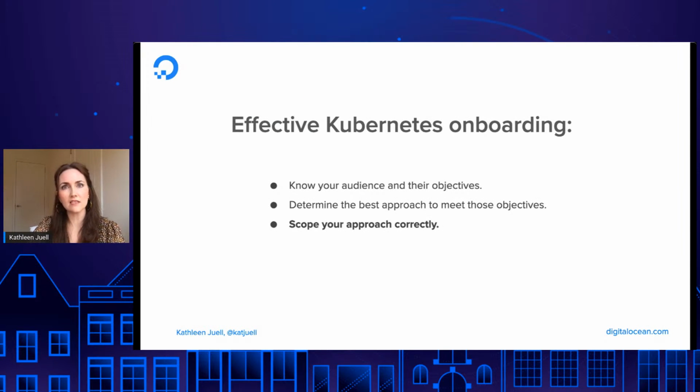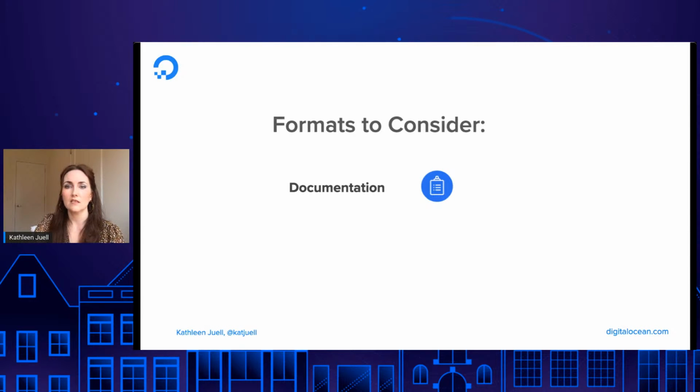Okay, so the last topic I want to touch on is scope. Once you know who you are dealing with and what their objectives are, as well as the approach that you're going to take to meeting those objectives, either a meta level approach or an operational one or some kind of combination of the two, then you need to think about how you're going to scope the communication process. So there are a number of different formats that you can consider.